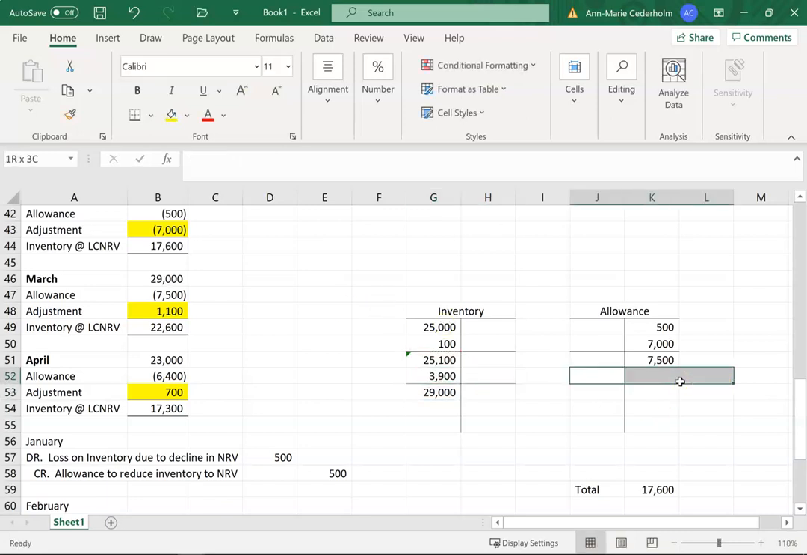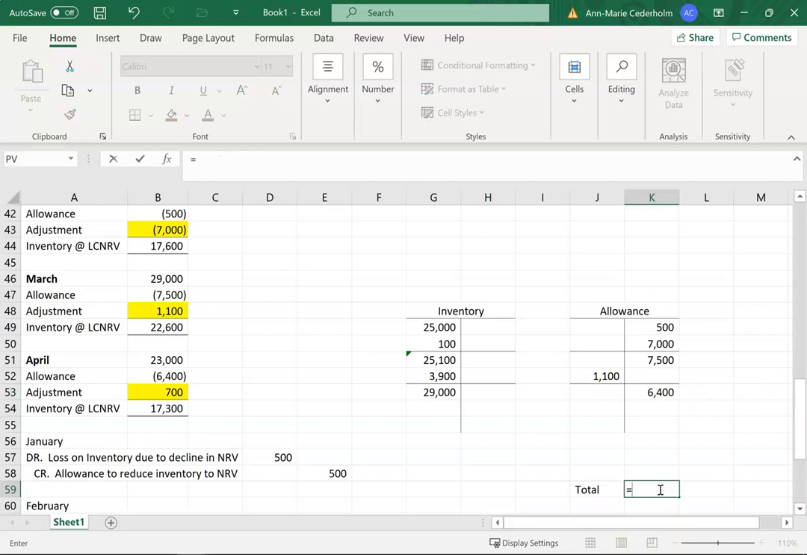And then my allowance, we're going to make an adjustment on this side for 1,100. So now my new allowance balance is 6,400. And so if I take my 29,000 minus the 6,400, then my net inventory is 22,600, and you can see that there. And then in April, again, we had a bunch of transactions, and my inventory ended up being 23,000.